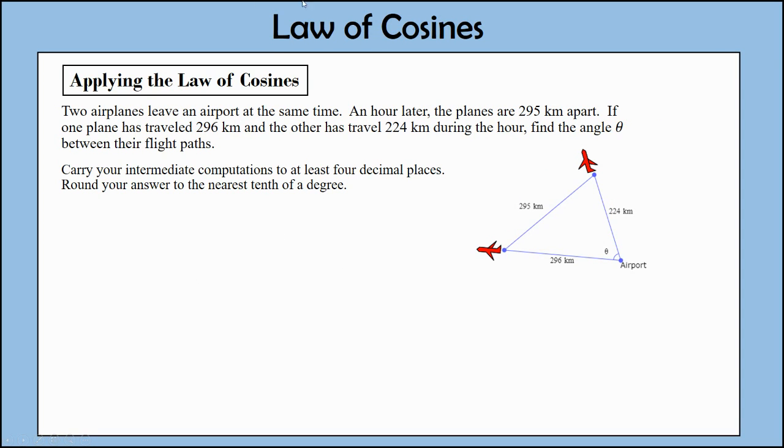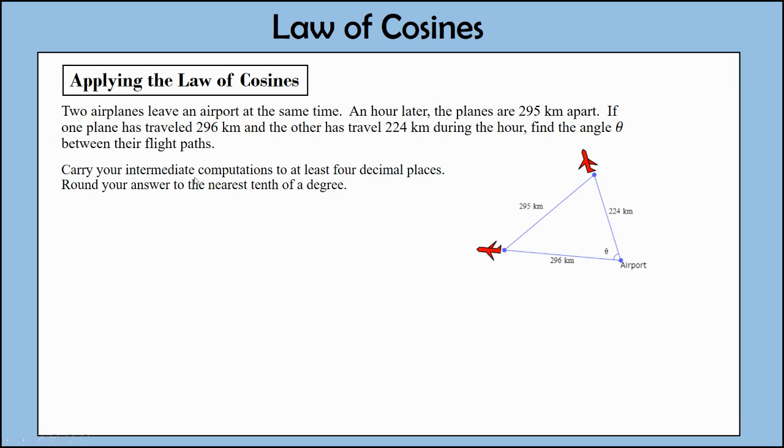So let's look at an example. So we got two airplanes that are leaving the airport here, and they're going in two different directions. Let me go back to the way it's written. After an hour, they are 295 kilometers apart. That's this distance. One plane has traveled 296 kilometers from the airport. The other is 224 kilometers from the airport. And they are, like I said, 295 kilometers apart. They want us to find the angle between their paths.